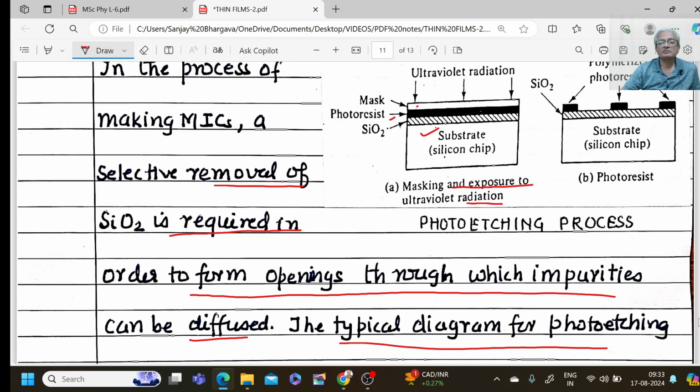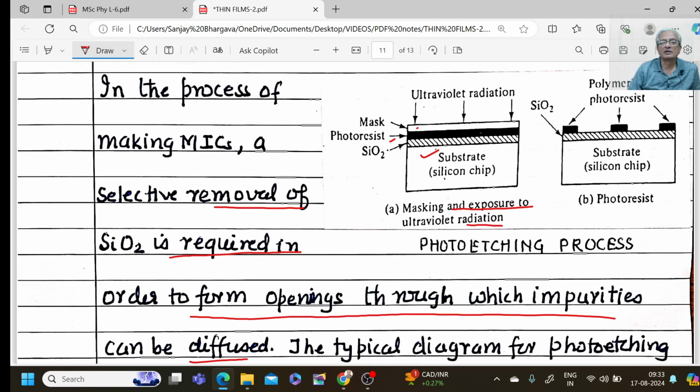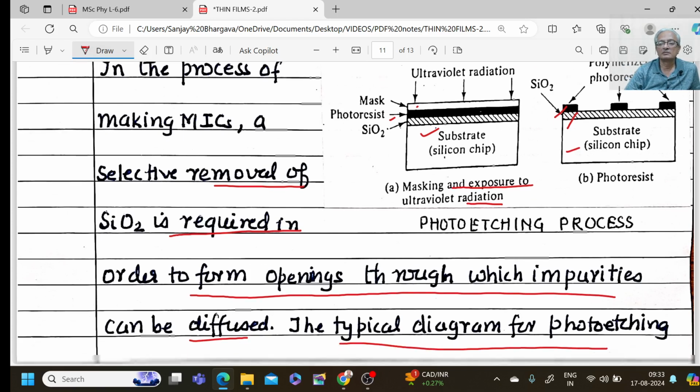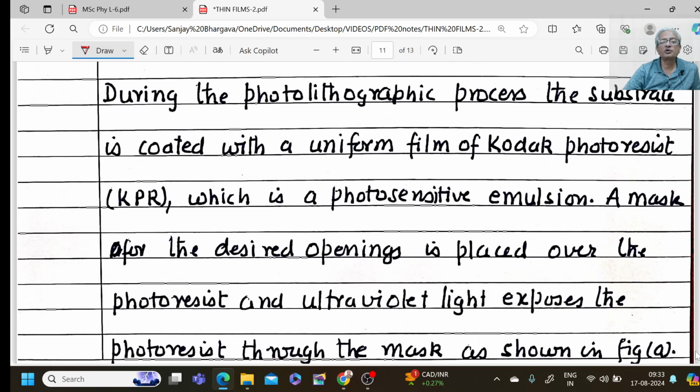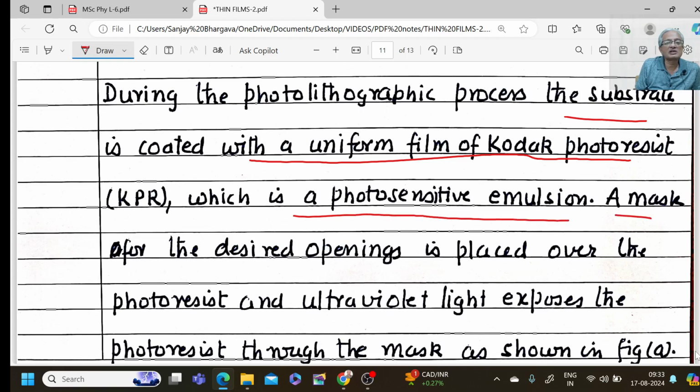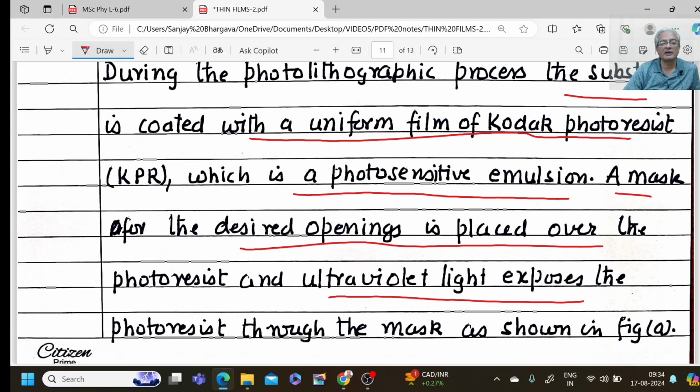Then we have this as the layer of SiO2, this as the layer of polymerized photoresist. This is the substrate. During the photolithographic process, the substrate is coated with a uniform film of Kodak photoresist KPR, which is a photosensitive emulsion. A mask for the desired opening is placed over the photoresist and ultraviolet light exposes the photoresist through the mask as shown in figure A.